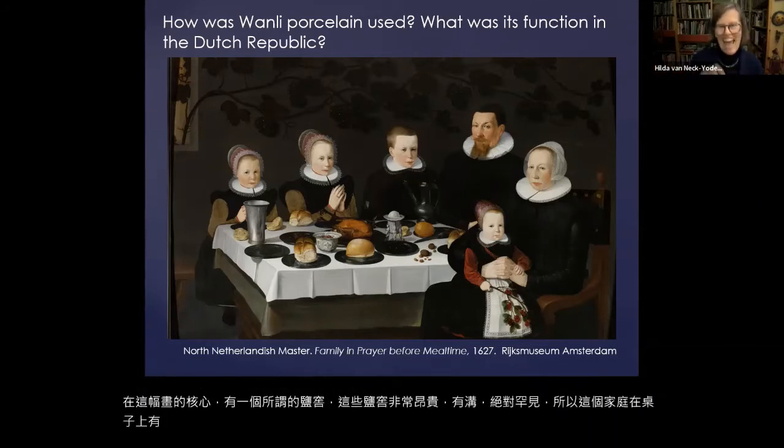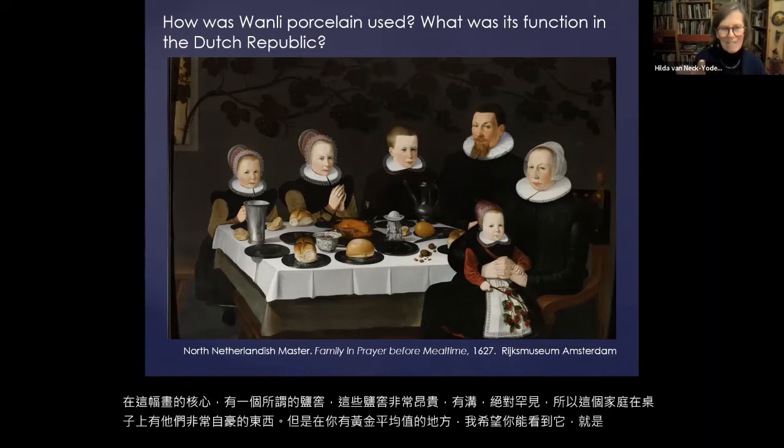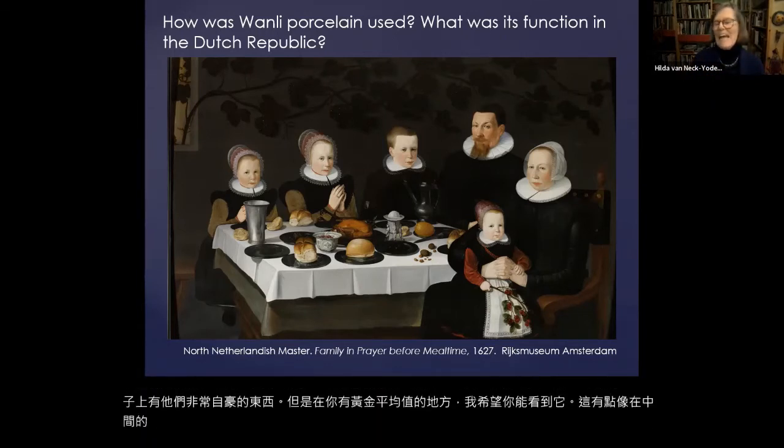But at the place where you would have the golden mean, I hope you can see it, that's right in kind of to the left in the center of the table is a little cup. And that cup looks totally out of place. Next slide, please.